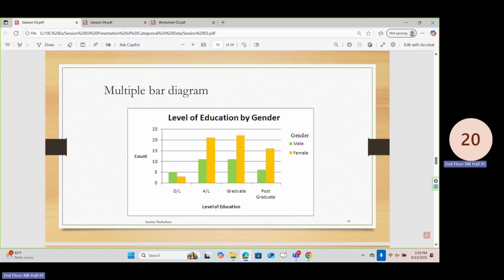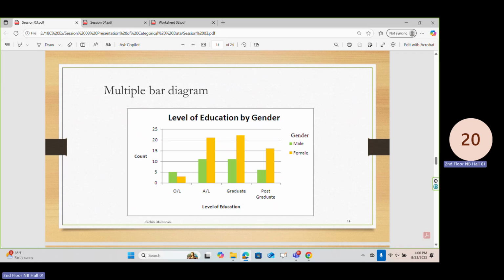The next one: assume we have more than one categorical variable, we cannot use the simple bar chart. If we have two categorical variables and use simple bar charts, what happens? We need to insert two different simple bar charts representing each variable. But assume we need one chart to represent both categorical variables. Then we can move into what? Multiple bar chart. Okay, multiple bars are there.